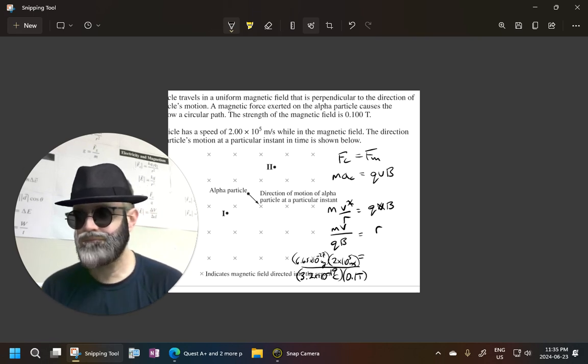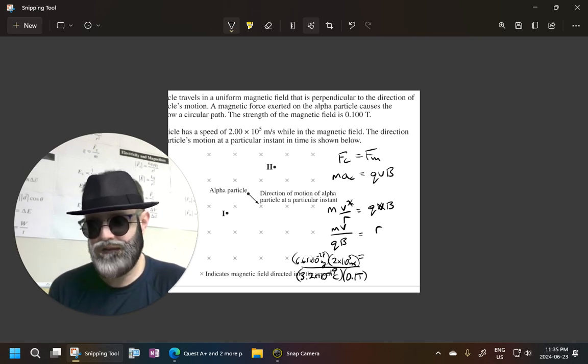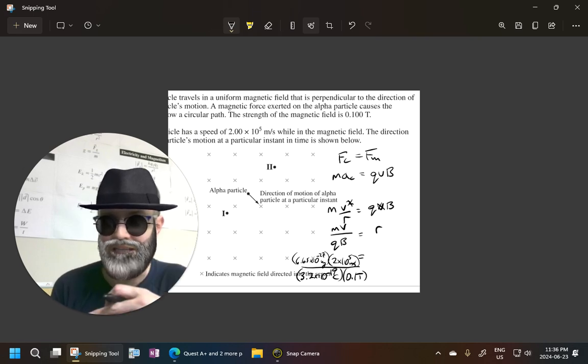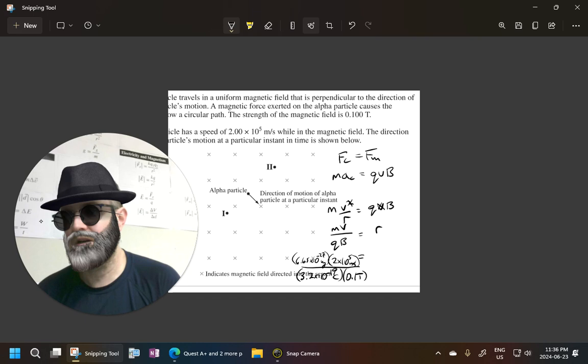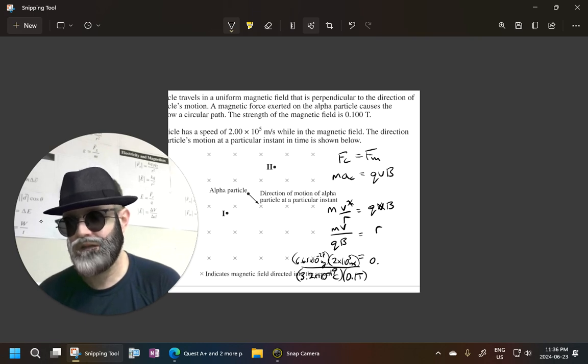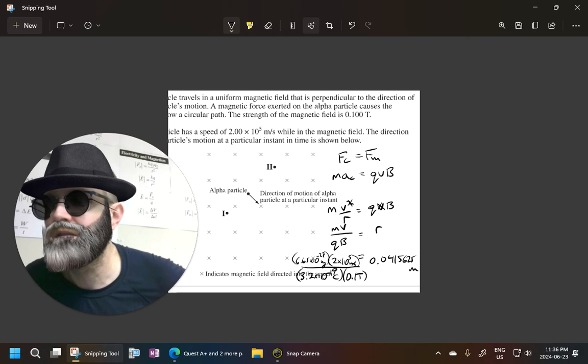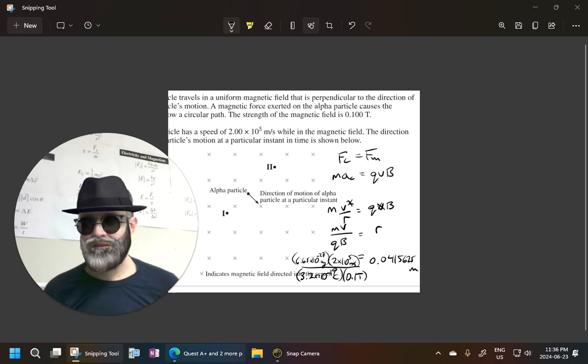Okay, so put them all together. 6.65 times 10 to the negative 27 times 2e5 divided by, I'm going to put this in brackets here. Make sure when you're dividing by two numbers, you divide by two numbers. Don't make a mistake of dividing by one number and then times by the next by accident. So I get an answer of 0.0415625 meters. I believe it's in meters. I think I got all these units right. Yeah, nothing weird.